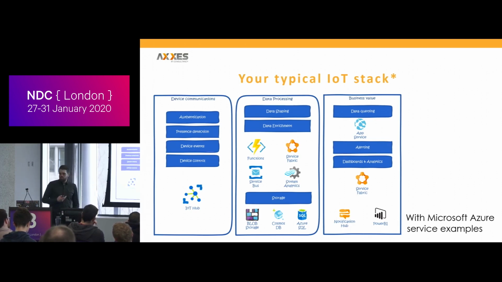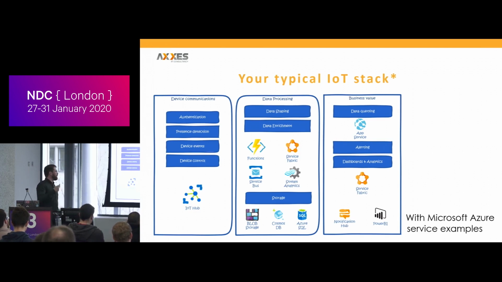And then you still haven't created any business value yet. Then you're going to need to present that data in portals and apps, and run analytics and machine learning and all of that. So you're going to use things like App Services, Service Fabric. You're going to use Notification Hub to push notifications to your devices. You could use Power BI to build some dashboards.